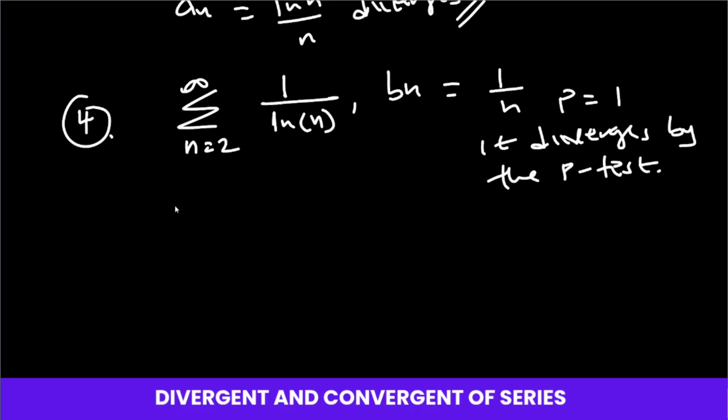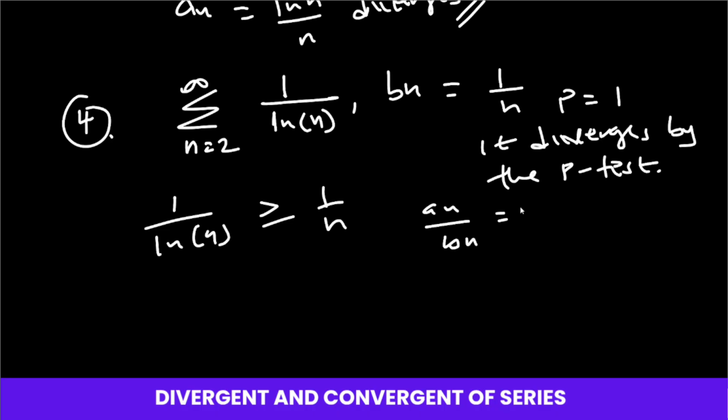An should be greater than... 1 over the length function of n should be greater than or equal to what? 1 over n for divergence. So this one is a length function divided. We can't just conclude it by looking at it using the normal expression. So let's do that: an over bn. If it is equal to 1 or greater than 1, then it means that an is actually greater than bn. You can see clearly. So let's do that and see.